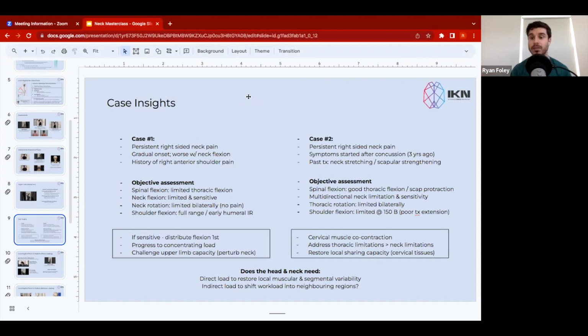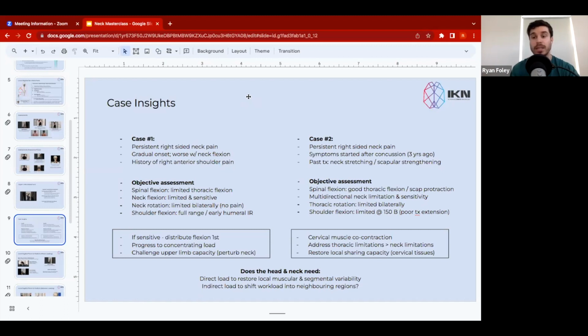Okay. So if the client's sensitive with head and neck flexion and they have limitations in thoracic flexion, then generally one of the key things that we'll work on first is trying to facilitate thoracic flexion, but then couple that with head flexion. So we're encouraging the system to distribute flexion first. And then we can progress to concentrating that movement into head flexion.